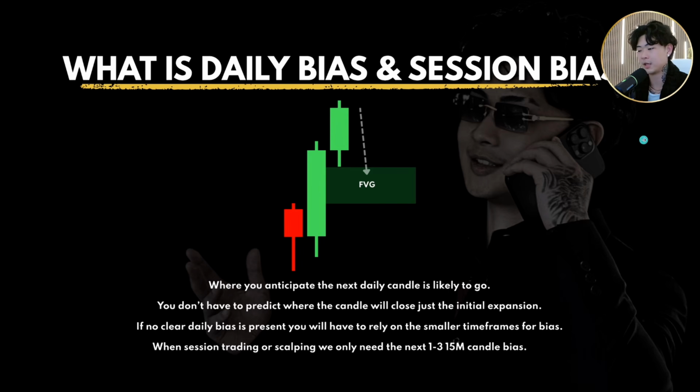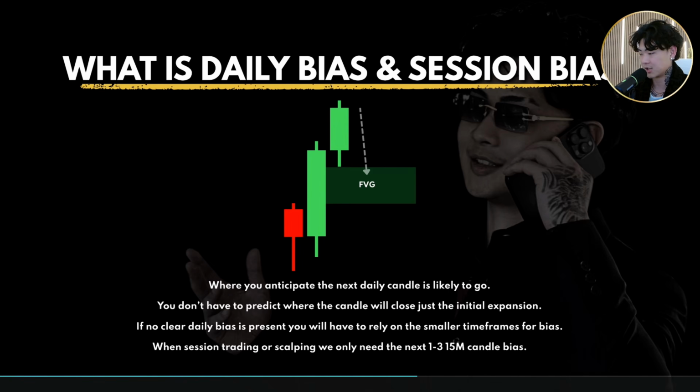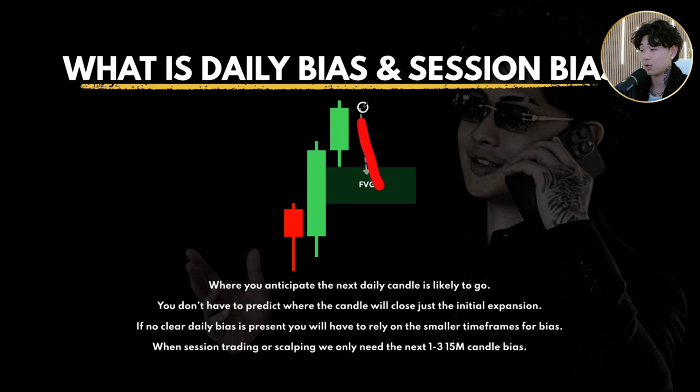You don't have to predict, like I said, where the candle will close by the end of the day, just the initial expansion. So in this example, price doesn't have to come down here and close in here, but as long as we catch it going down here, that's plenty enough for us to short and make some money. Maybe it touches there and starts to go up, so then we can take a long, but we already predicted the initial expansion of that candle, of that draw on liquidity.